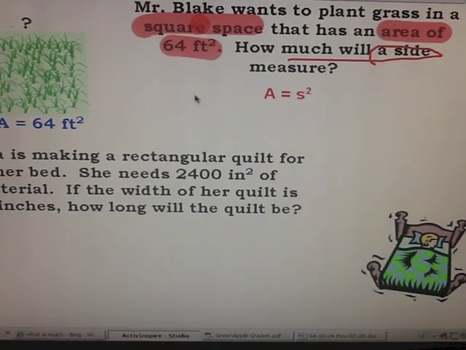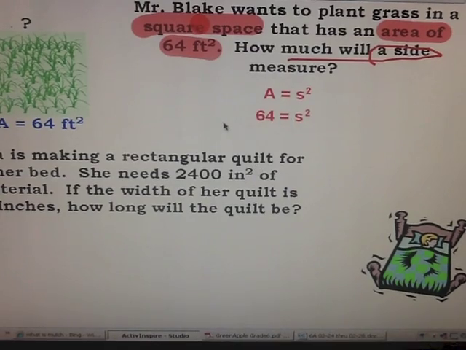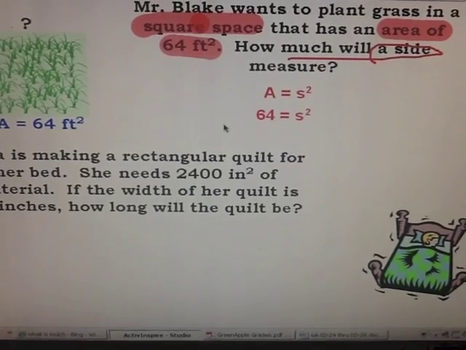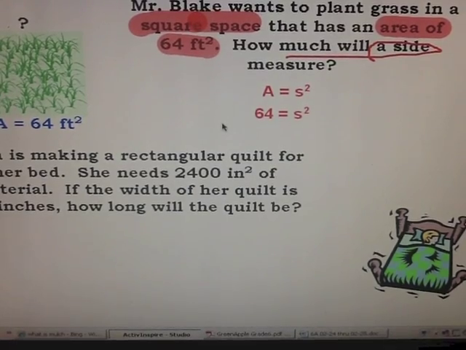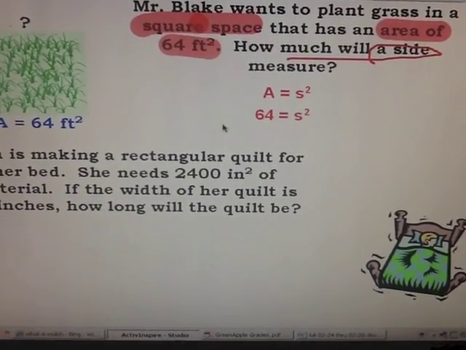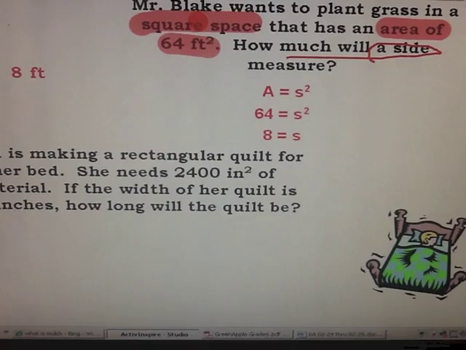Now I'm going to plug in what I know. In this case, I know my area, so I'm going to rewrite my formula and plug in 64 for the A. Since I don't know the side length, it's going to stay S. So 64 equals S squared. Now think to yourself, what number can you multiply by itself to equal 64? Did you say 8? If you did, good job. So the side will be 8 feet.